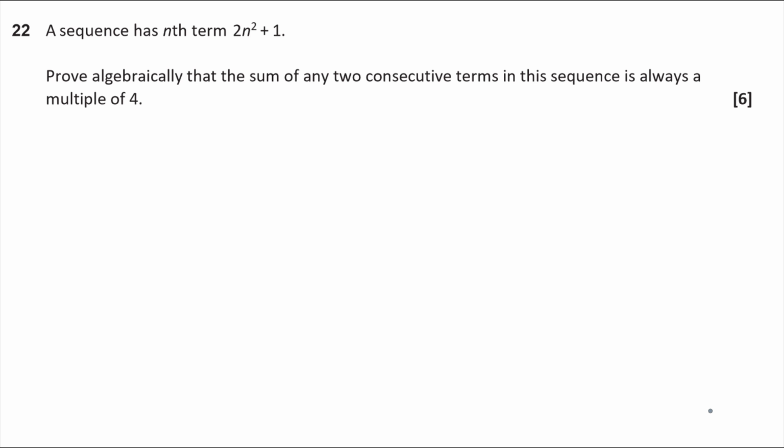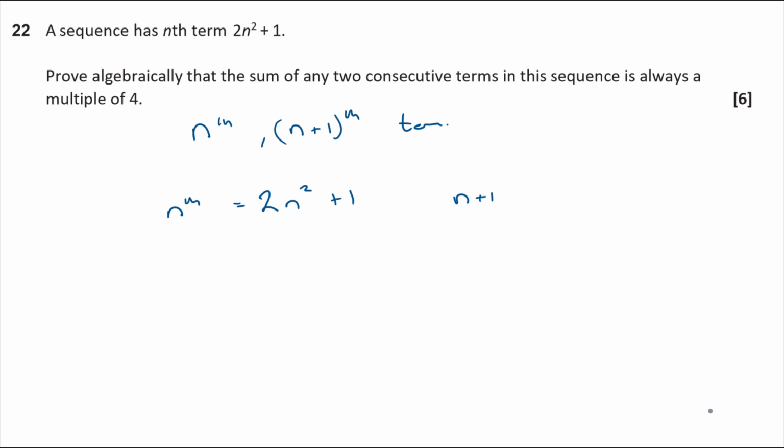Question 22. A sequence has nth term 2n squared plus 1. Prove algebraically that the sum of any two consecutive terms in this sequence is always a multiple of 4. Okay. So for two consecutive terms, I'm going to have the nth term and the (n plus 1)th term, aren't I? Okay, they're going to be my two terms. So when n is n, I'm just going to get 2n squared plus 1. So the nth term is that.